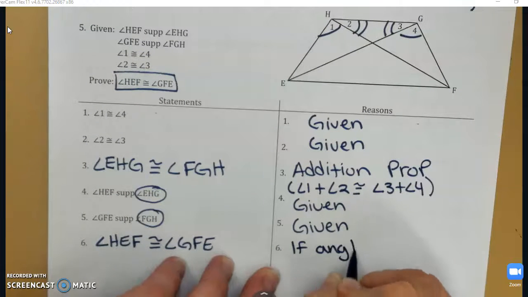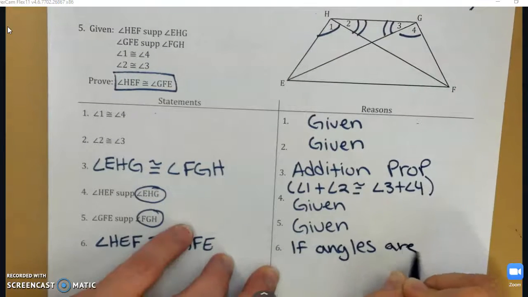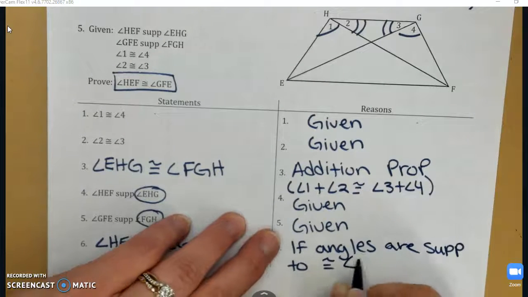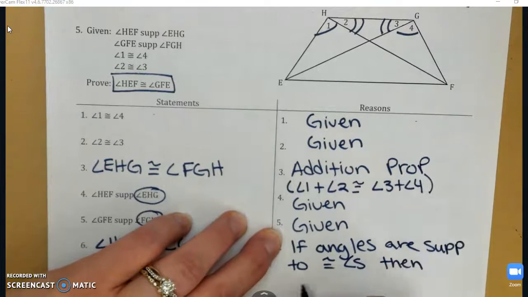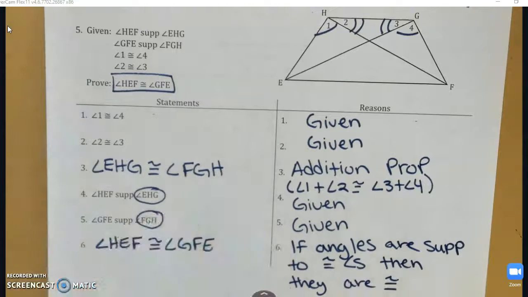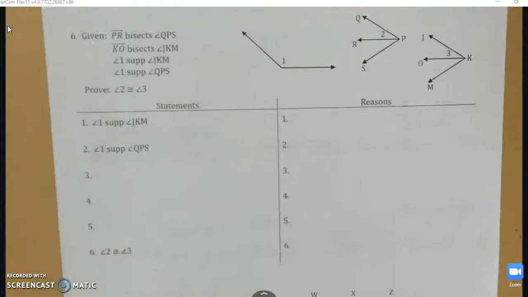If angles are supplementary to congruent angles, then they are congruent. And that finishes off our first proof. Let's do 2 more. Number 6.